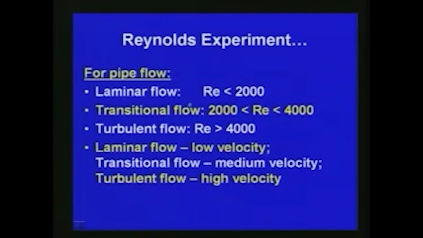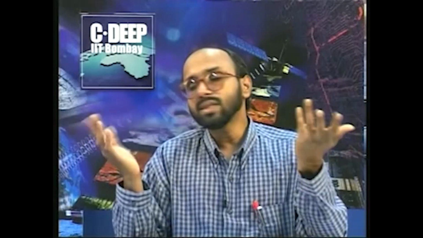Through experiments we can show when the flow is laminar. With respect to the Reynolds number, whenever the flow is laminar, the velocity will be low. At transitional flow there will be medium velocity, and when the flow becomes turbulent, the velocity is high. So this is the case of pipe flow.